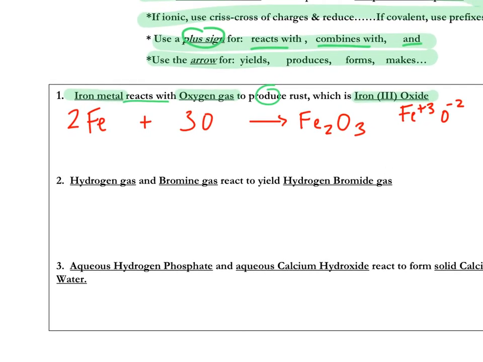Okay, the next one says hydrogen gas and bromine gas react to yield hydrogen bromide gas. Okay, so hydrogen gas, hydrogen by itself is a diatomic element, so H2. And means that I'm combining it with bromine gas. Bromine is a diatomic element, so by itself it's Br2. Reacts to yield, so that's an arrow, hydrogen bromide gas.